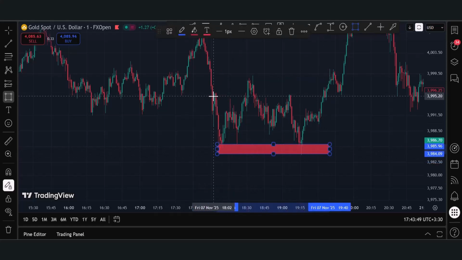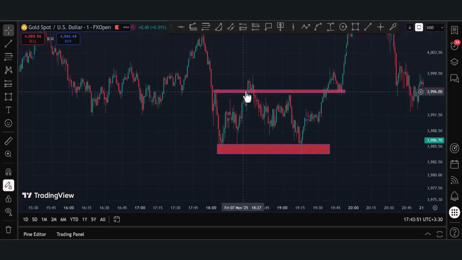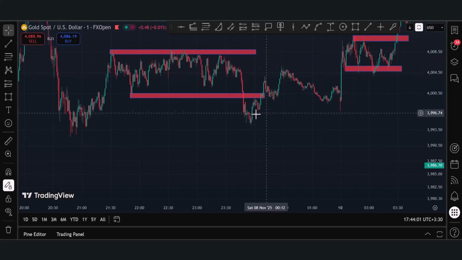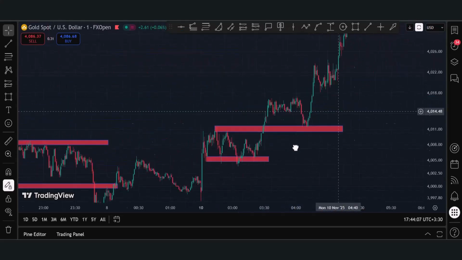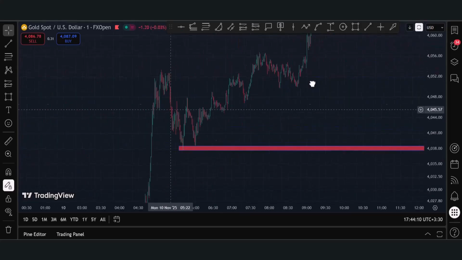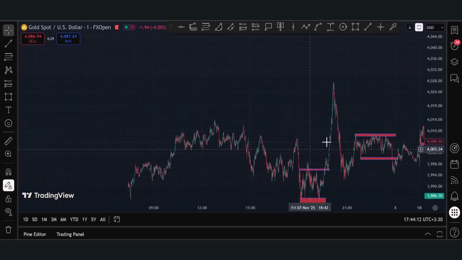I drew it up to the body, and here too it has ranged. These outliers, you see, we care about them. Look at how the price respects this zone. We pay attention to these outliers and the respect shown at the time of a breakout. Look, my friends, see how the price respects this. See how beautifully it has respected it and moved up.